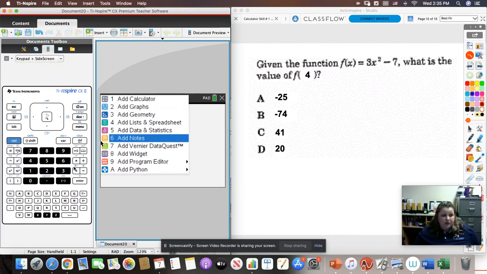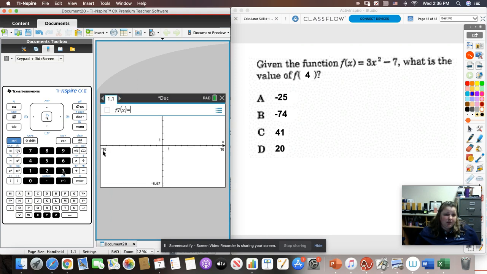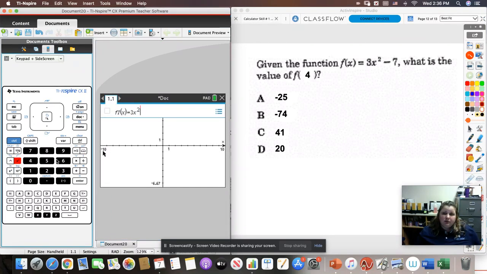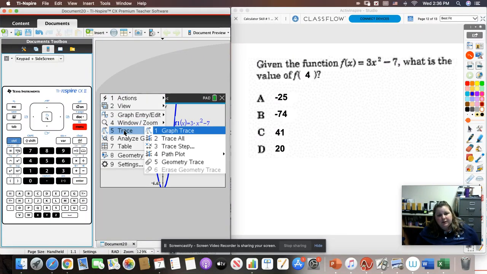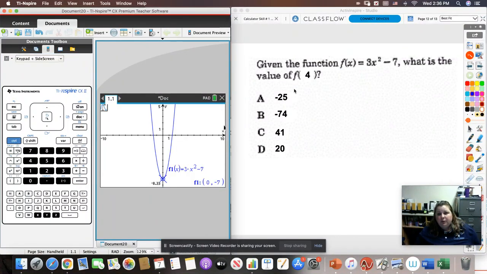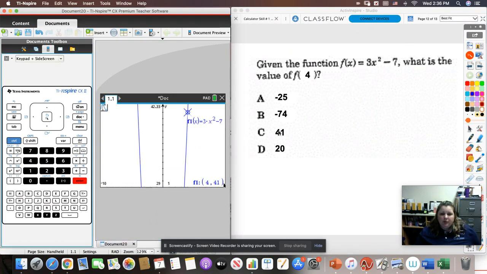Again, they gave us the equation. We go to the graph. We're going to type it in. 3x squared minus 7. Enter. Menu. Trace. Graph trace. They want to know what's happening at 4. So I just type 4. Enter. 4 outputs 41. So the correct answer is C.